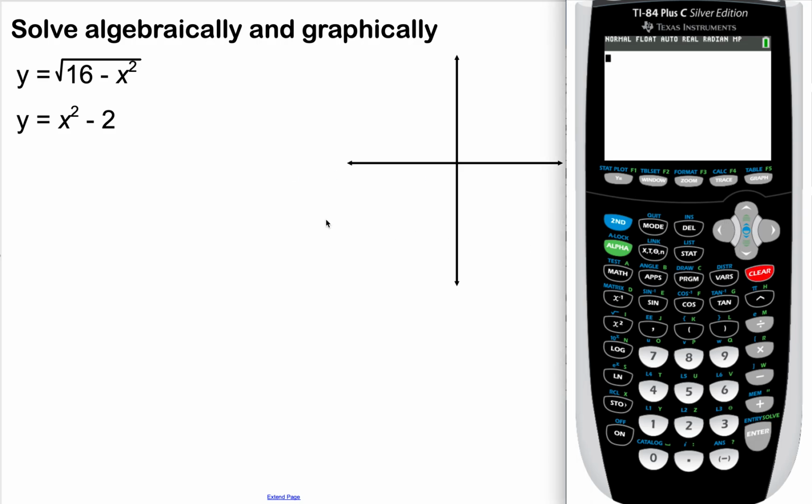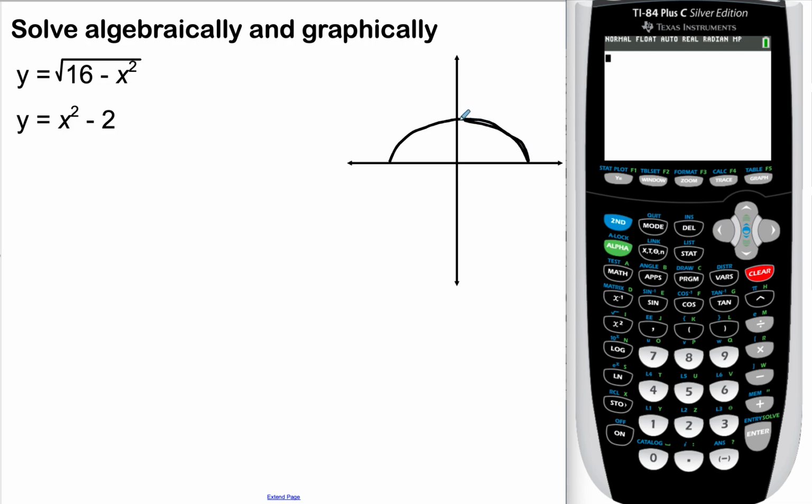Now I'll clear this out, and we're looking at another one here. It's going to be a semicircle and a parabola. Okay, I can tell that here. And we're going to have intersection points up to 2.